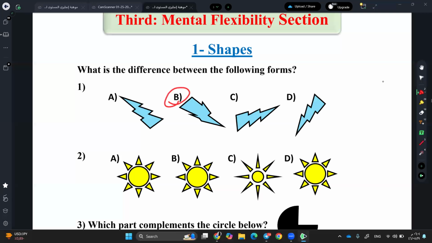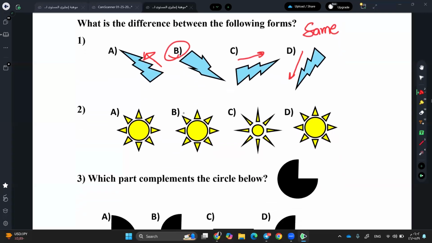Because you can see here that all of them are the same shape, it just rotated. This is the same shape here, the same edge, the same angle, but it's just rotated. This is looking at that direction, and this is that direction, and this is at that direction. But all of them are the same shape. They are all similar. B is the one that is different. Okay, thank you, Fatima. Yalla Patil, question number 2.